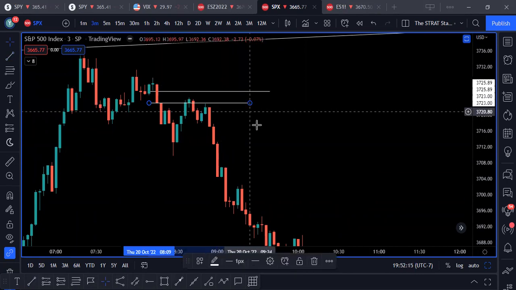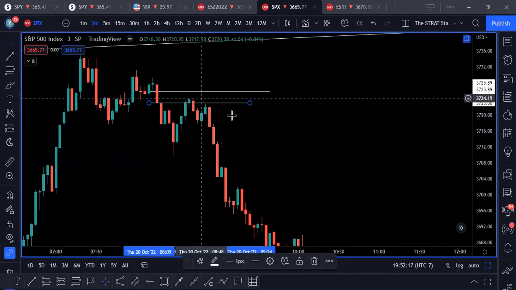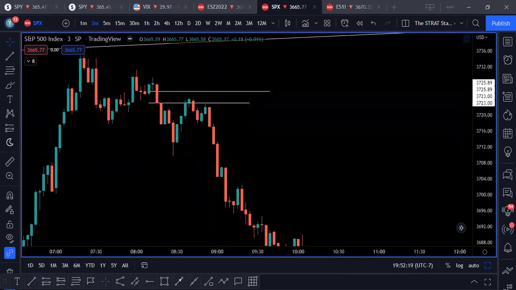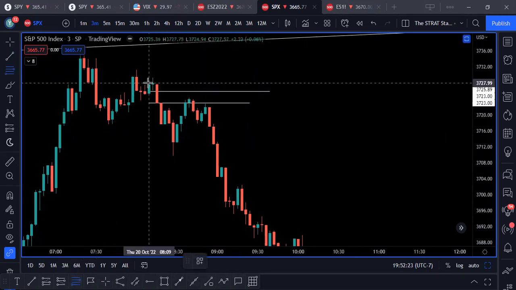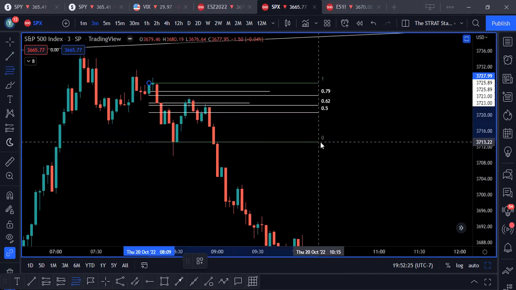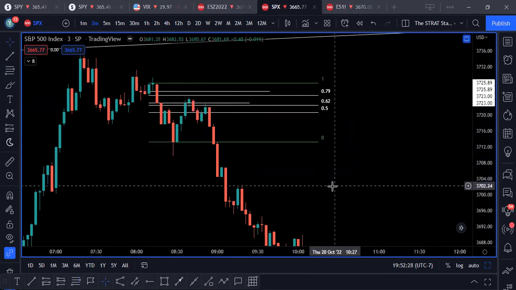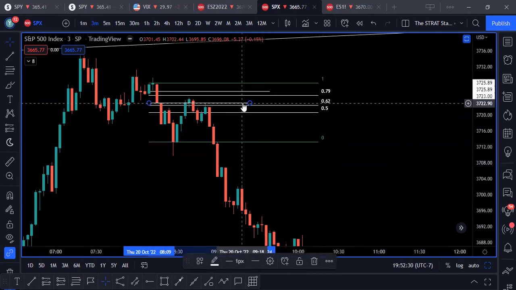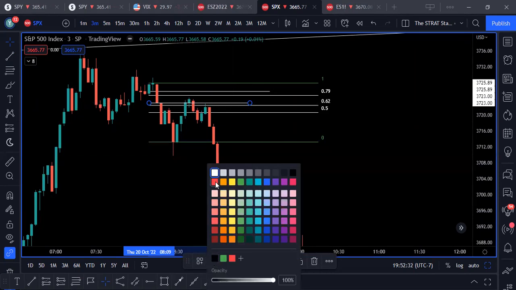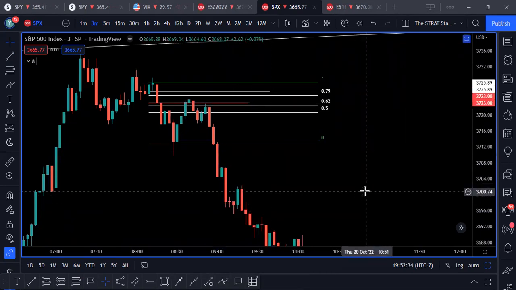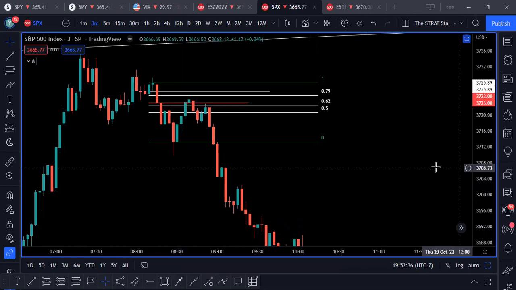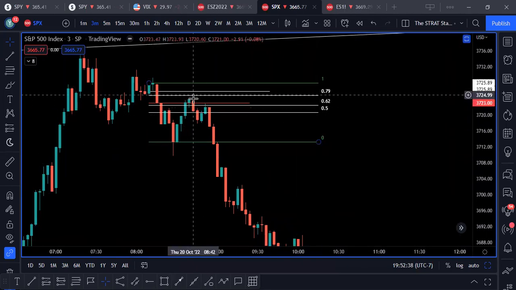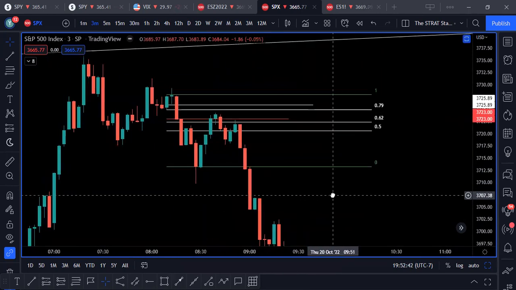Gotcha. And I know that we're going to come into it a few times. I'm just trying to measure with the OTE to see if we hit one of those levels, which we hit the 0.62. Mathematics right here, bro. Yeah. But I know some people who don't take entry unless it hits 0.79, the deep discount.